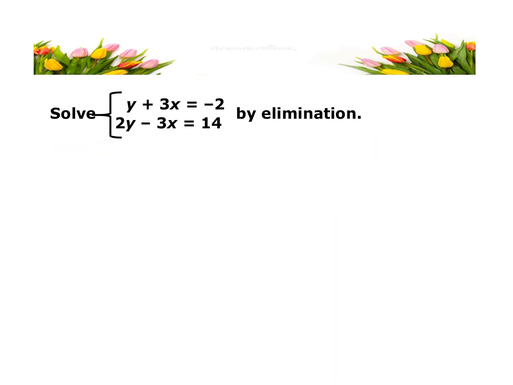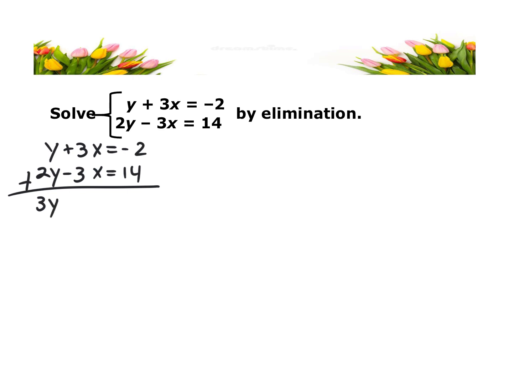So for this example, after giving you guys a few minutes to work on it, let's go ahead and solve it. I'm just going to rewrite them. So after I rewrote them, I noticed they're already aligned, so I can go ahead and add them. So after adding the y's, I get 3y. The x's cancel out, so I'm left with plus 0x. And the 14 minus 2 is equal to 12.